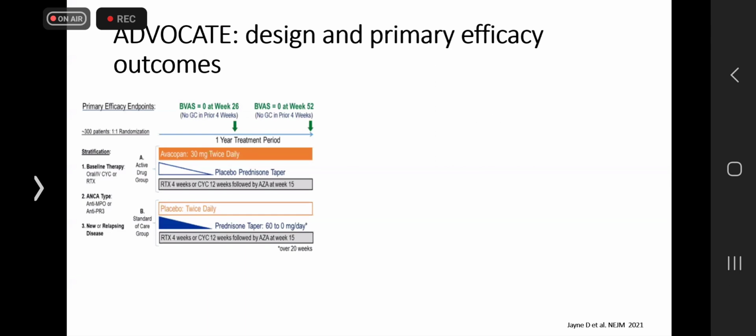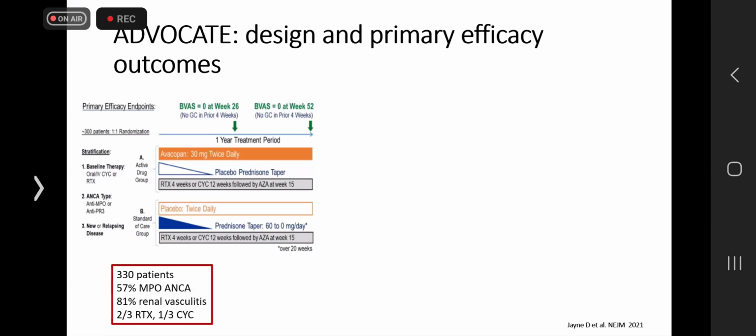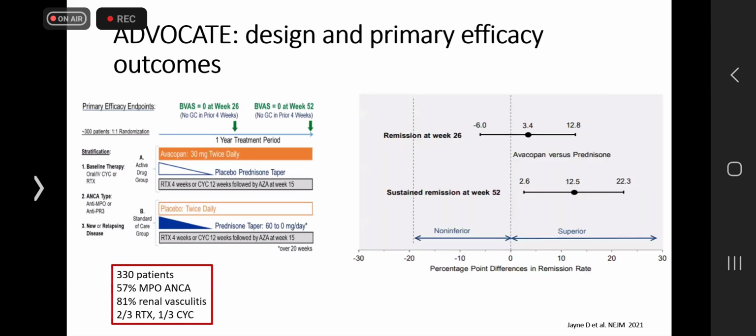The cyclophosphamide arm here received azathioprine for remission maintenance, whereas the rituximab arm did not receive any remission maintenance because at the time the protocol was formed, the maintenance trials were not out. They enrolled 330 patients, 57% were MPO-ANCA positive, 81% had renal vasculitis, 2/3 were induced with rituximab, 1/3 with cyclophosphamide.